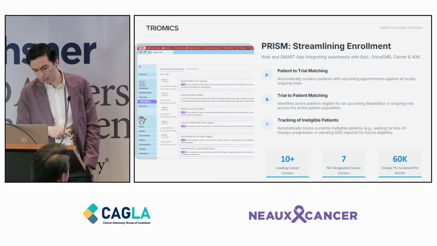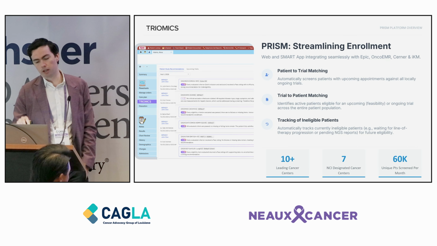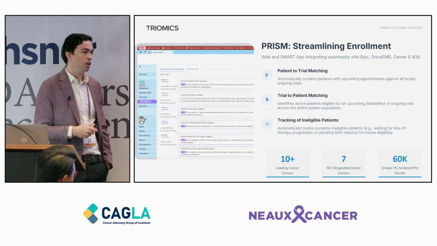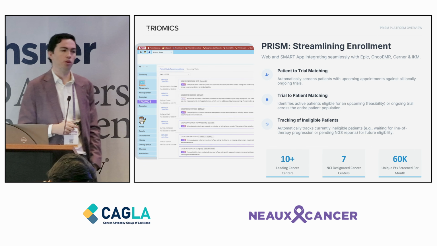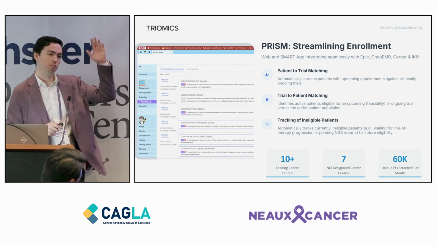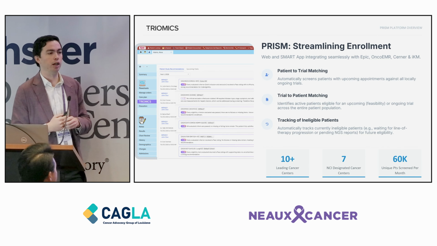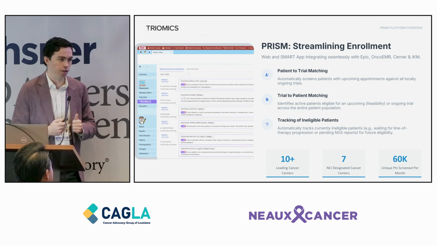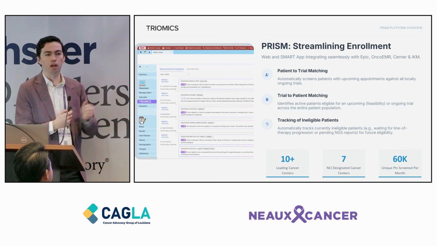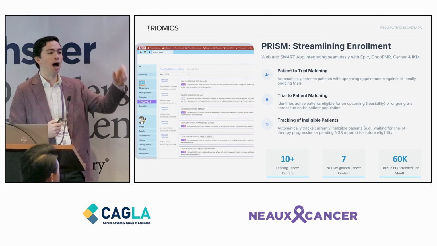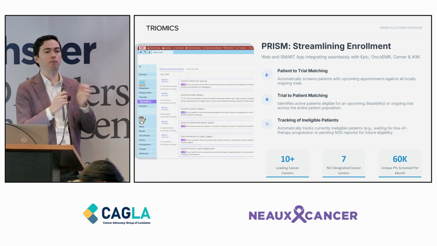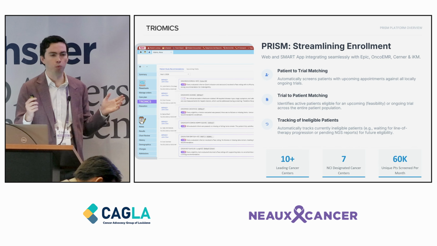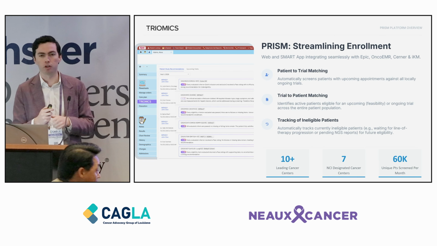The last one being here, tracking of ineligible patients. Another area where a lot of patients fall through the gaps. So I have a patient, I go through the inclusion-exclusion criteria. They're missing one criterion. They're a really good candidate for this study, but maybe it's a time-bound criterion. Maybe they have to have been off a therapy for 4 weeks, 6 weeks before they can enroll on study.